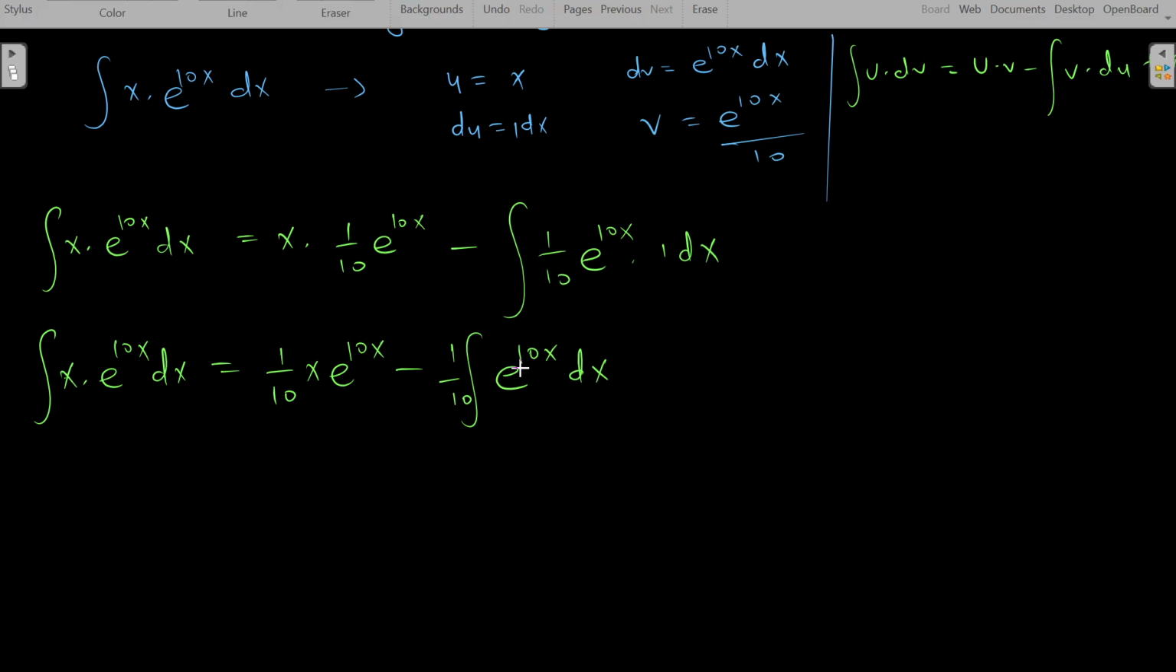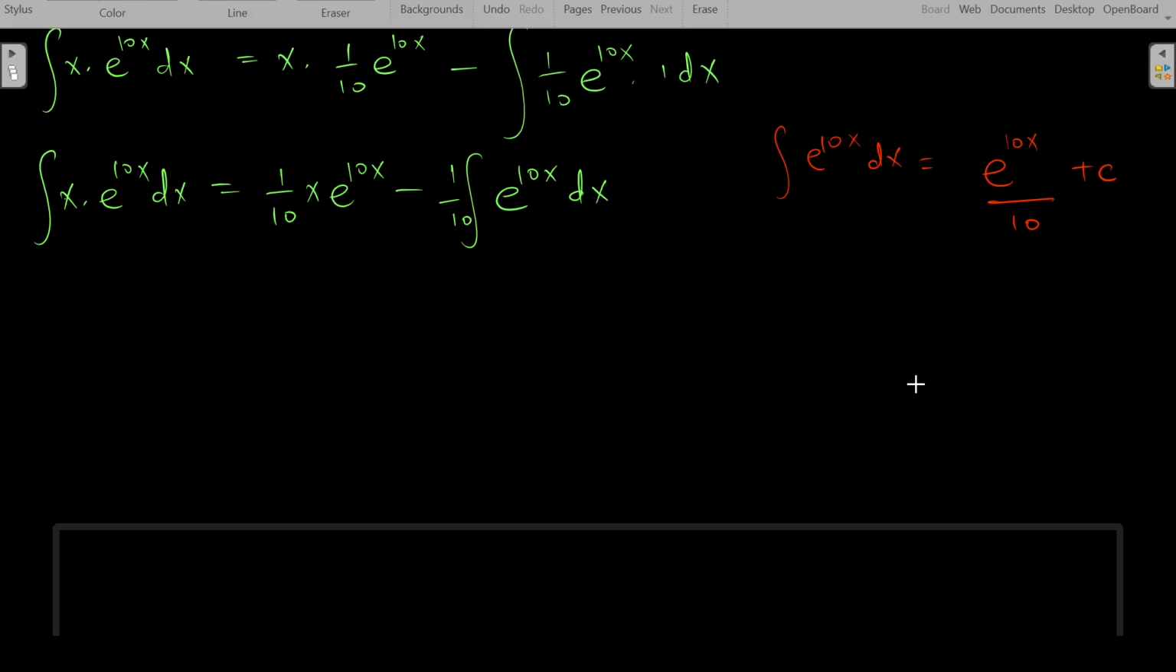So if I take this integral, simply I'll get my answer. Let me take the integral of e raised to 10x dx. I should get my answer as e raised to 10x divided by 10 plus a constant of integration c. I'll direct you back to how we integrate exponential functions, so go check the playlist on that. So this is just 1 over 10 e raised to 10x plus a constant of integration, which we won't be including at this point.